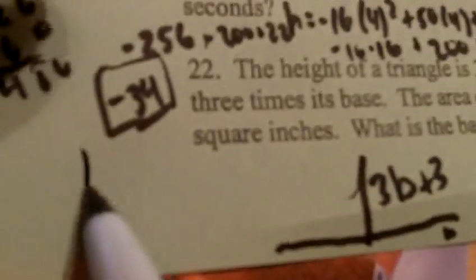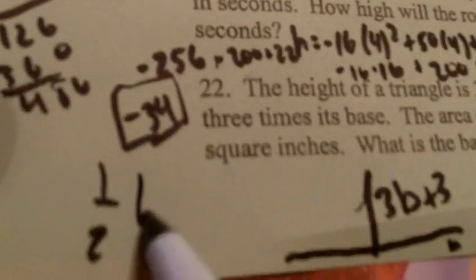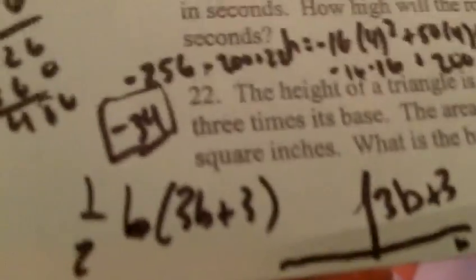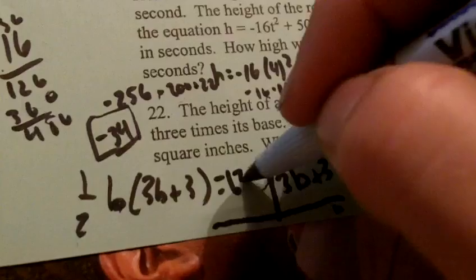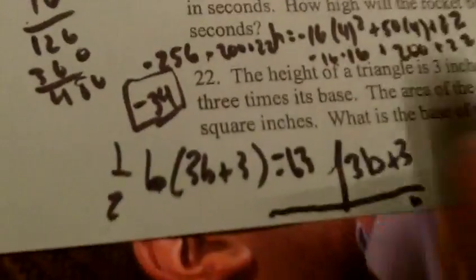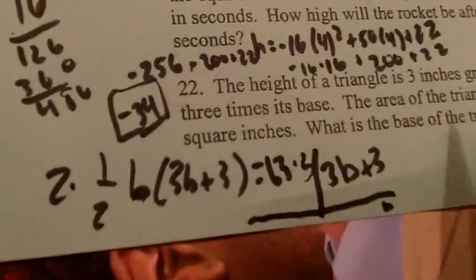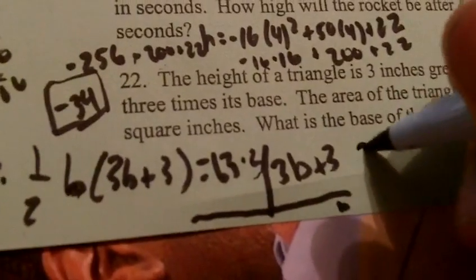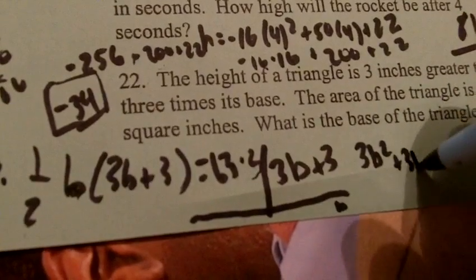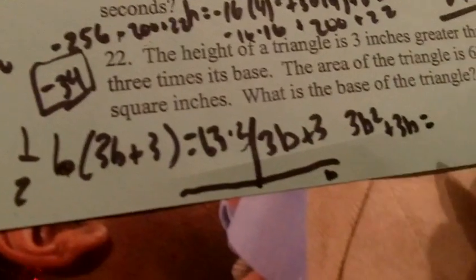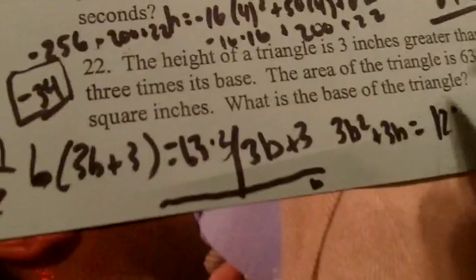So it's going to be 1/2 times b times 3b plus 3. That equals 63. The best way to do this on the common assessment is just to plug the answers in, but for now we can do this. I'm going to multiply by 2 on both sides to get rid of the 1/2, and I'll multiply on the left side. I'm going to get 3b squared plus 3b equals 126.